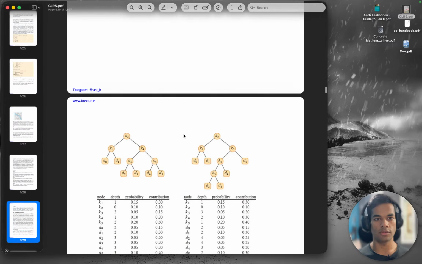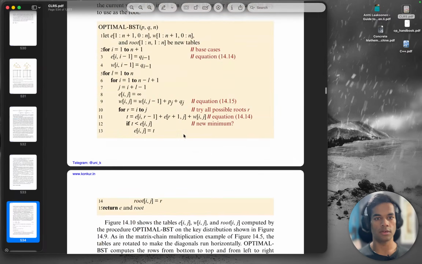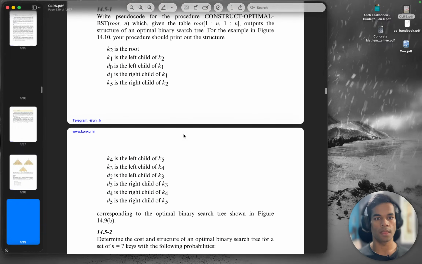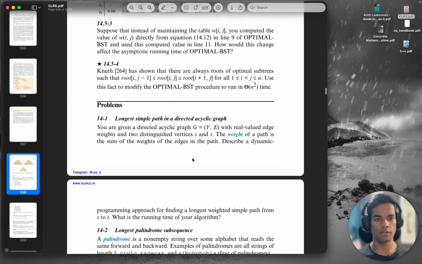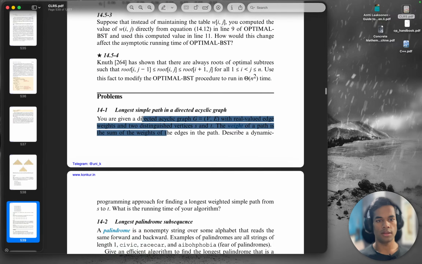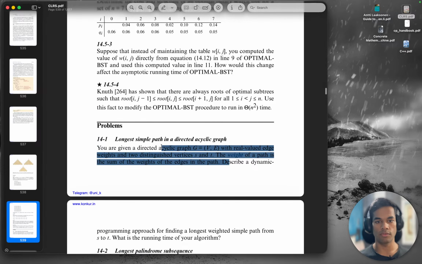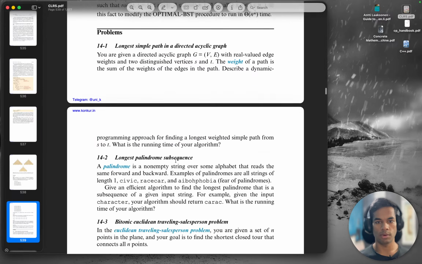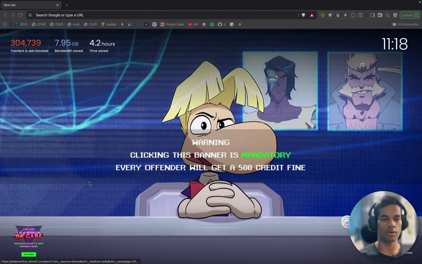And after this section, there will be some exercises. These will be about binary search trees. So that would be cool. And then there are problems for the chapter itself. And this one is about graphs, longest palindrome subsequence. That is going to be cool. I think that might be one of the questions in CACS.